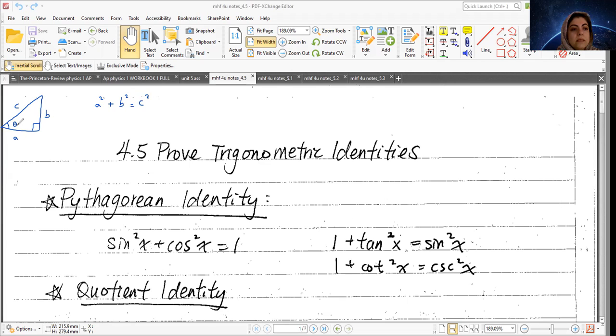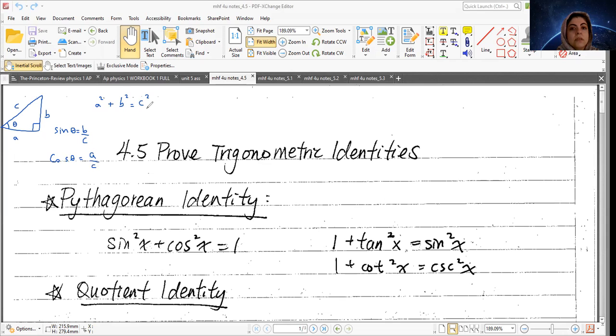So sine theta is B over C, right? Sine theta is B over C, opposite over hypotenuse. Cosine theta is adjacent over hypotenuse, is A over C.